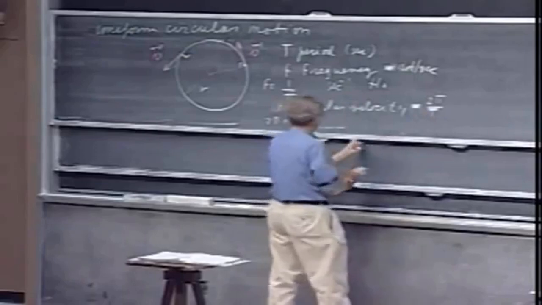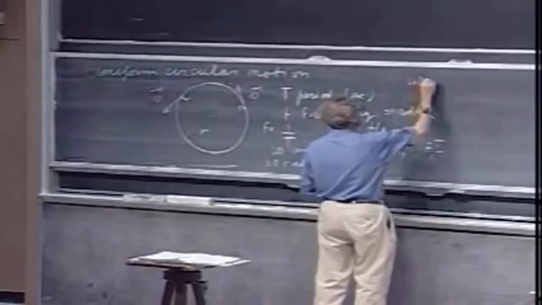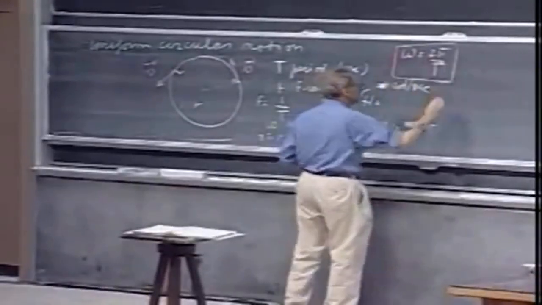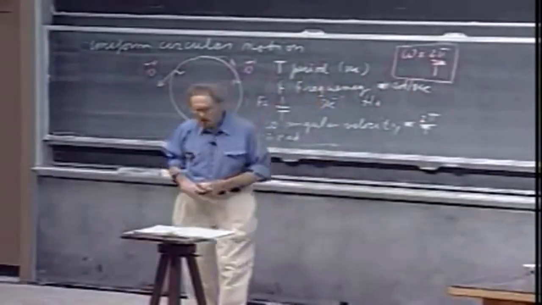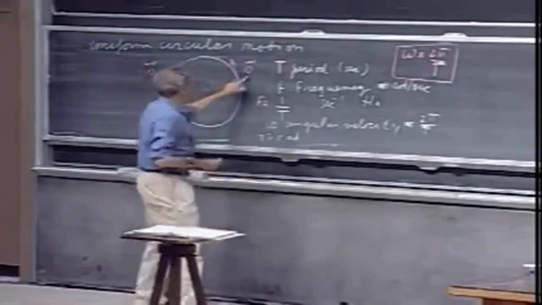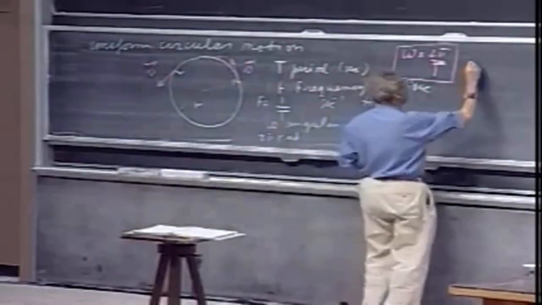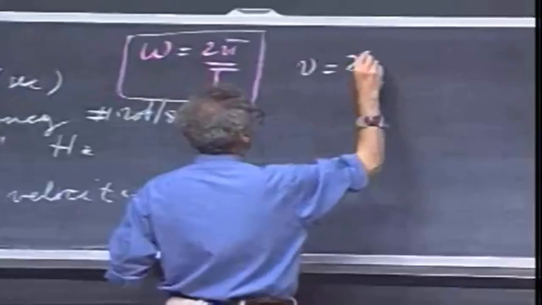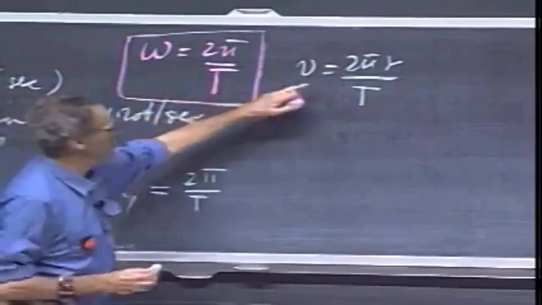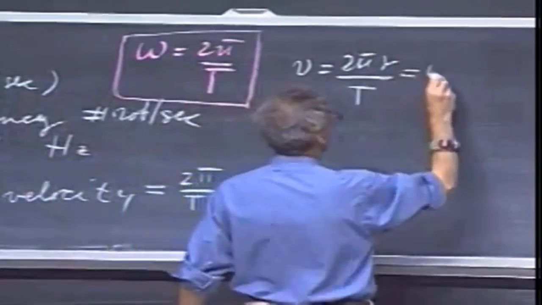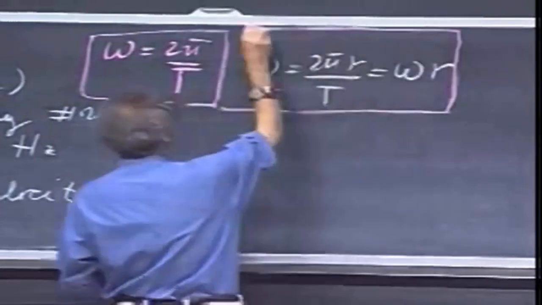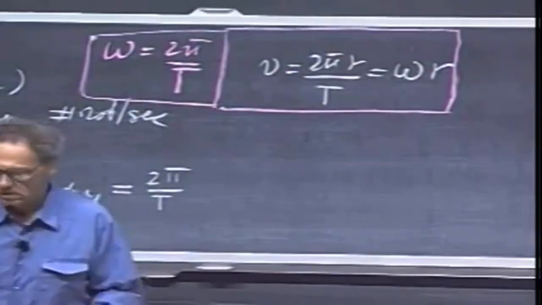This is something that I would like you to remember. Omega equals 2 pi divided by T: 2 pi radians in capital T seconds. The speed v is of course the circumference, 2 pi r, divided by the time to go around once, but since 2 pi divided by T is omega, you can also write this as omega r. This is also something that I want you to remember. These two things you really want to remember.